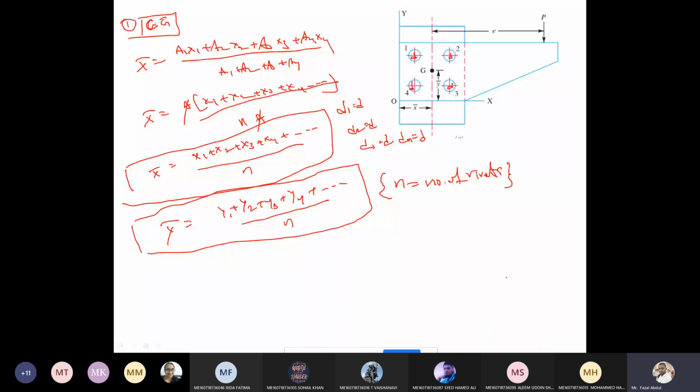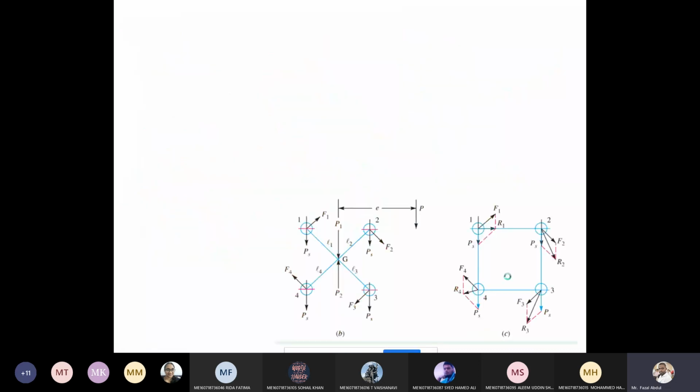Okay. Now the second step is, in the second step, what we are doing is introducing two forces. The forces are called P1 and P2. Now P1 is the direct load, direct load on each rivet.